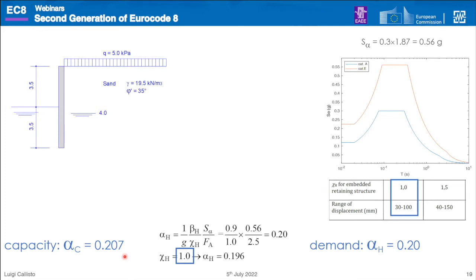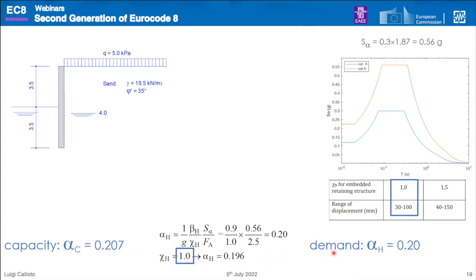Then we have, for instance, if we use key equal to 1, we calculate alpha h. I'm using 0.9 for beta h, 1 for key h, because I want to stay in this displacement range. I have a seismic demand of 0.2, a capacity of 0.207.